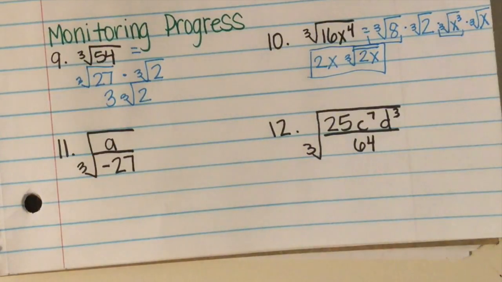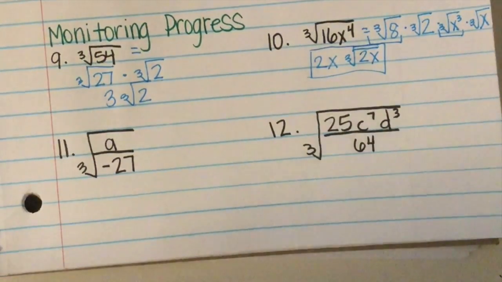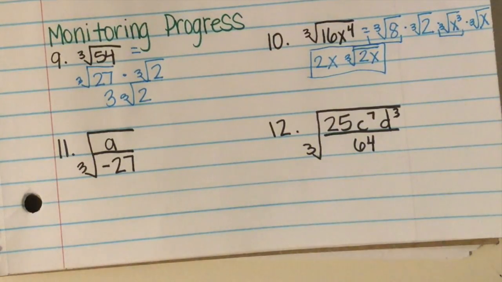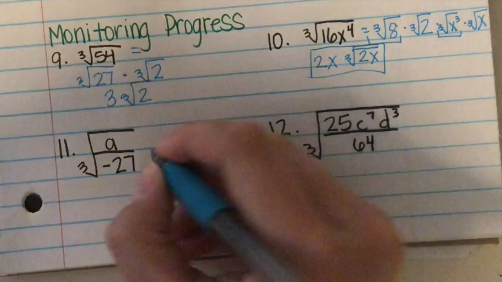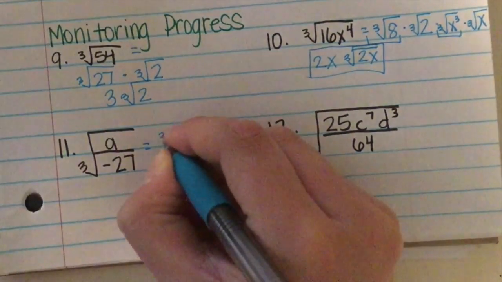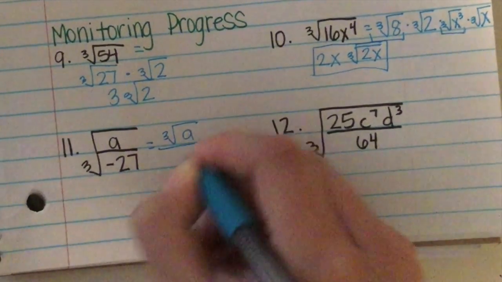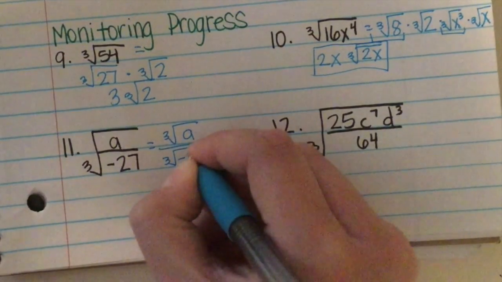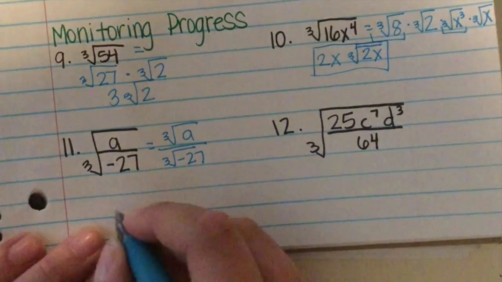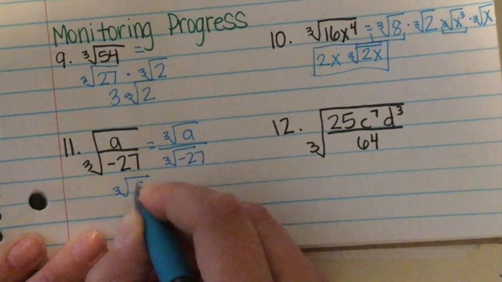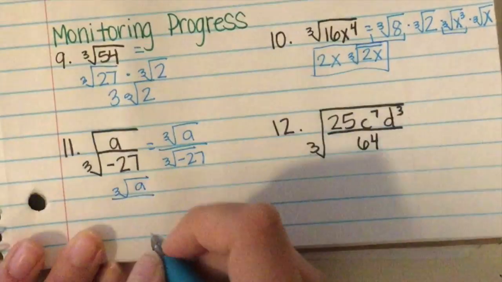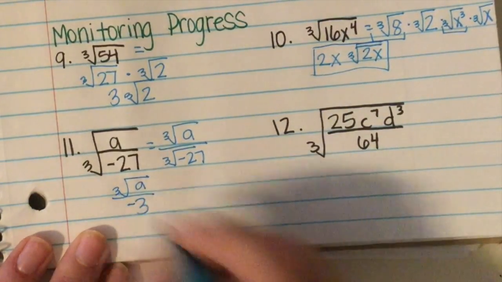All right, number 11, I just noticed that I was missing the fraction symbol for this quotient. Hopefully you caught that, but this is supposed to be the cube root of a over negative 27. So again, if we break this up, the cube root of a over the cube root of negative 27, and a can't simplify, so we just leave that as is. In the denominator, the cube root of negative 27 is negative 3.